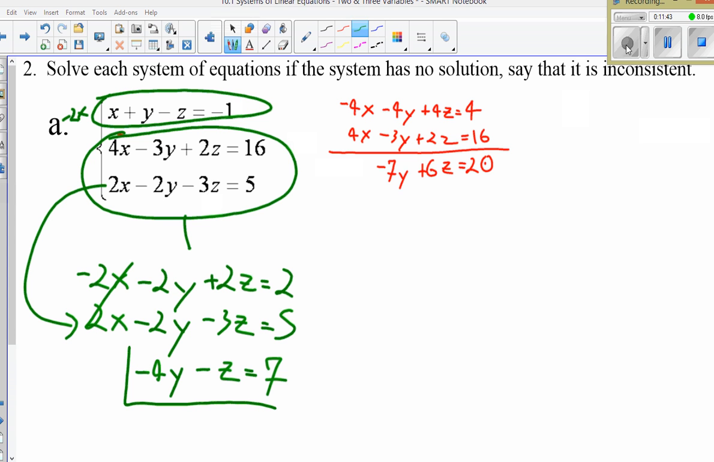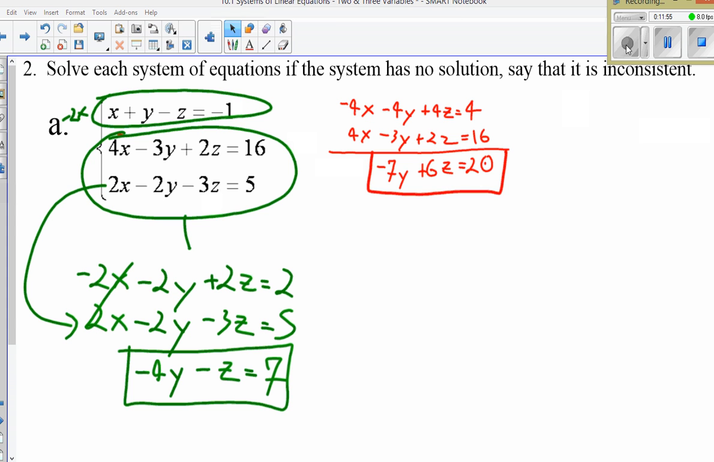And I have that dependent solution. So what's nice now is I look at this one. I have an equation with two unknowns, y and z. I have this green equation with two unknowns, y and z. So now I'm going to treat this like a two-variable elimination using these two.